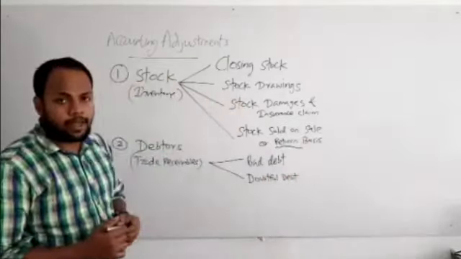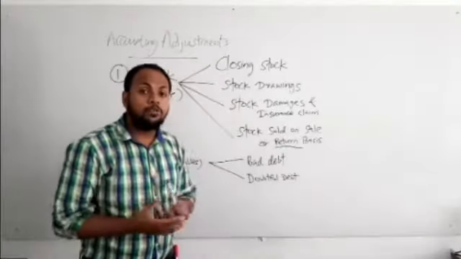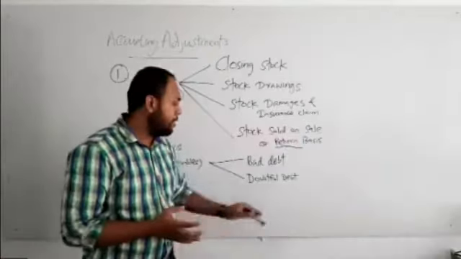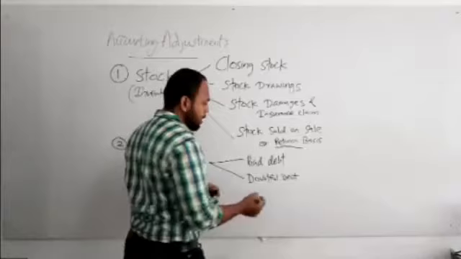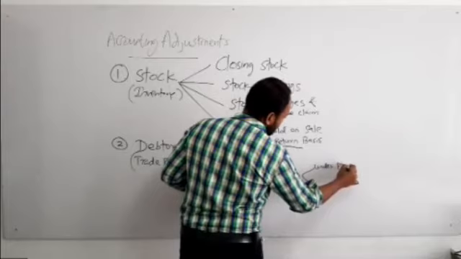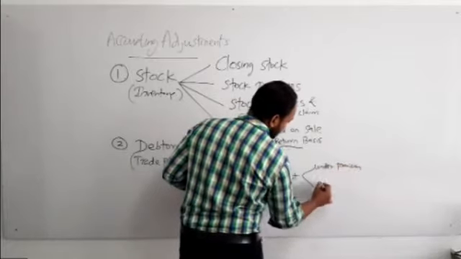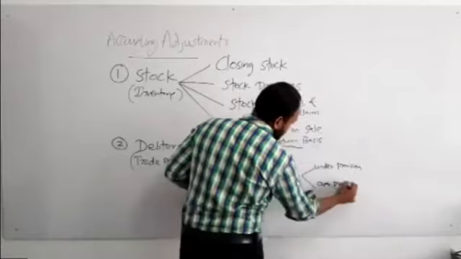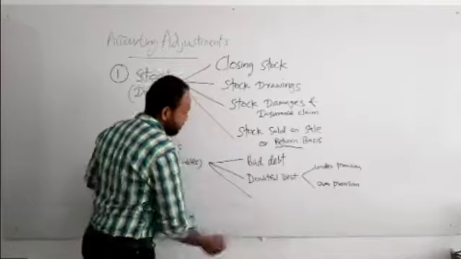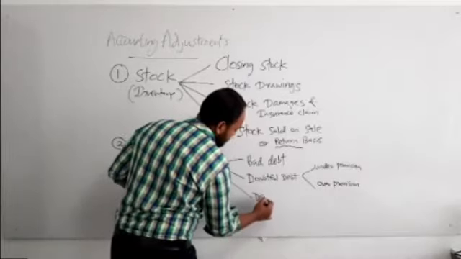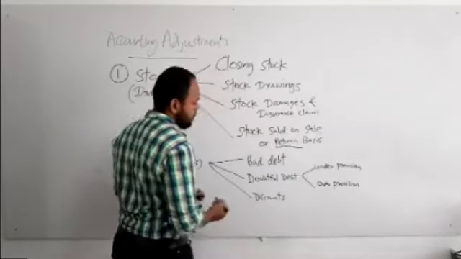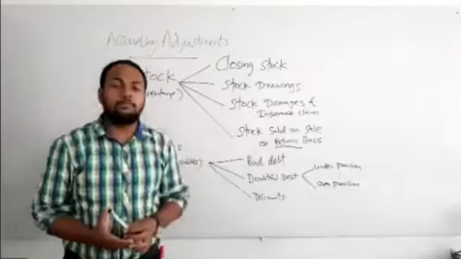Then we have doubtful debt. So we are not sure about receiving the money from the debtor. Doubtful debt. So under doubtful debt, there can be a provision: under provision and over provision. And third one is discounts. Here we have discount allowed.